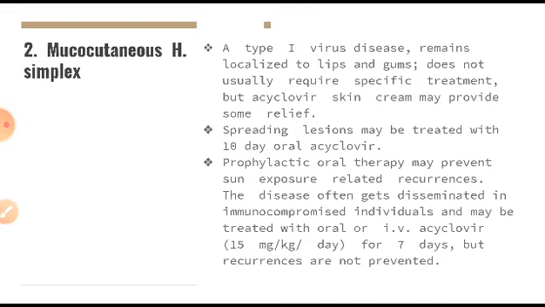Mucocutaneous herpes simplex infection is a type 1 virus disease, remains localized to lips and gums, and does not usually require specific treatment, but acyclovir skin cream may provide some relief. Spreading lesions may be treated with 10-day oral acyclovir. Prophylactic oral therapy may prevent exposure-related recurrences. The disease often gets disseminated in immunocompromised individuals and may be treated with oral or IV acyclovir 15 mg per kg per day for 7 days, but recurrences are not prevented.